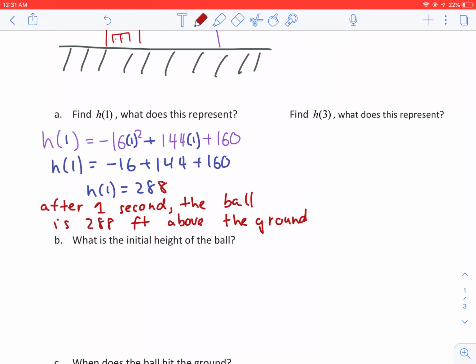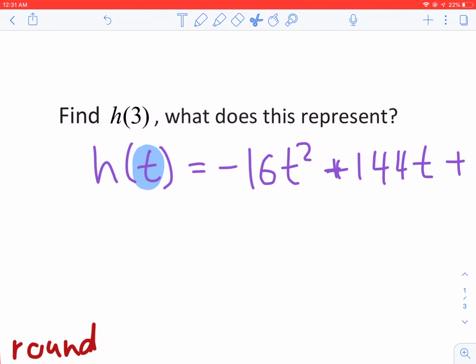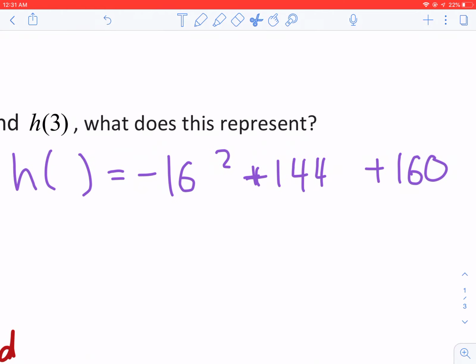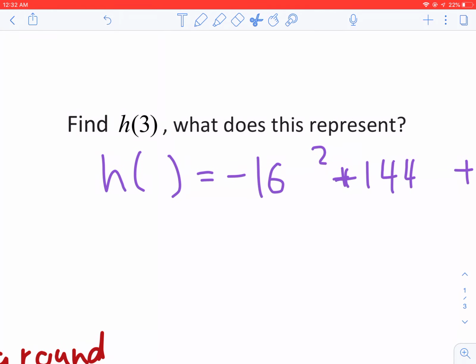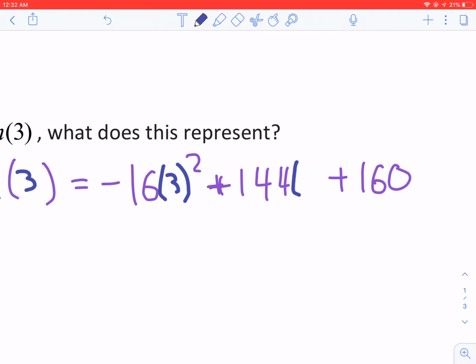Alright, and so let's find h of 3 now. So same idea. In fact, I can copy and paste the same function. Instead of plugging in a 1 though, we're just going to be plugging in a 3. So h of 3 would be negative 16 times 3 squared plus 144 times 3. What is that equal to?